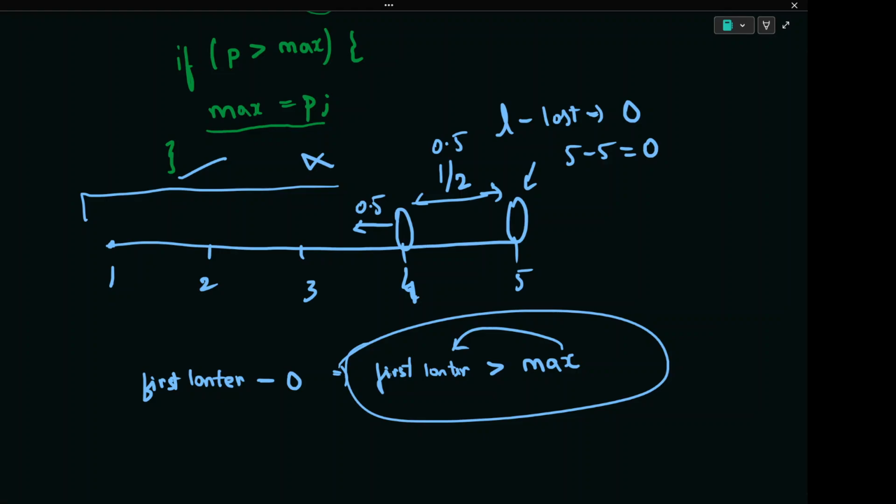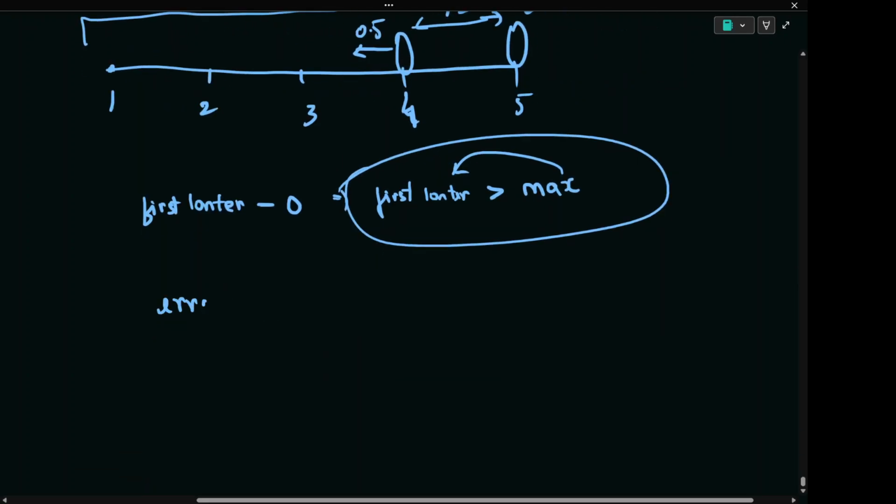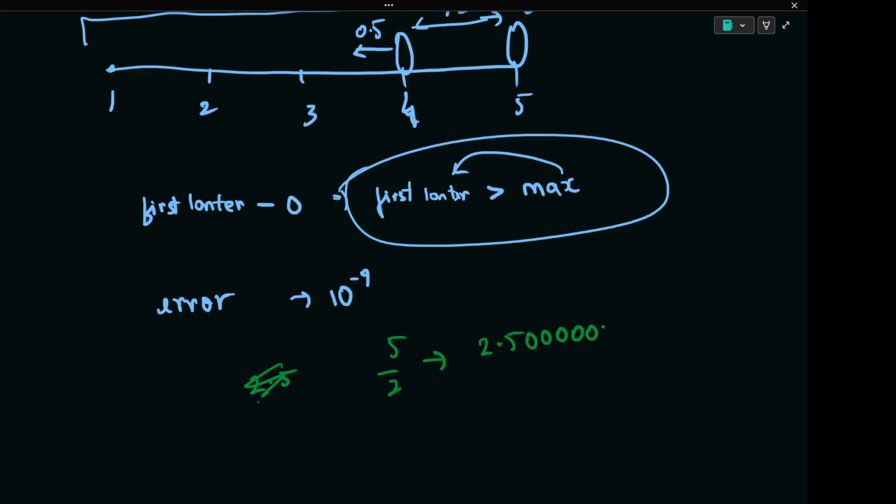Yeah, that is how we solve this problem. And also see, talking about error, right? So error is nothing but 10 to the power minus 9. So what does that error mean? Basically, it says that if you do 5 by 2, what is the answer you're getting? 2.500000000. So error 10 to the power minus 9 means 1, 2, 3, 4, 5, 6, 7, 8, 9. 9 places after the point.